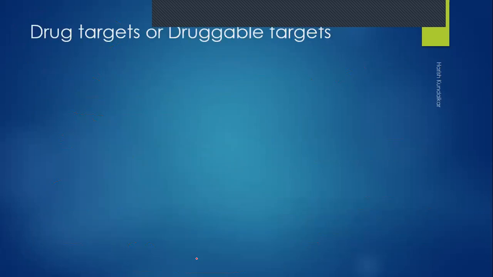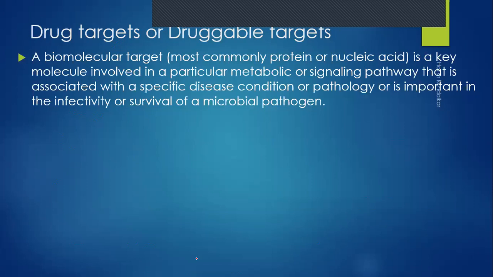Now we have talked of drugs, we have talked of targets. Now let us talk of druggable targets, or drug targets. So druggable targets are nothing but those targets जिनके against drugs will act. Okay, so see, for any target to be druggable, the drug has to first go and bind to the receptor. And only when the drug binds to the receptor and that receptor is eliciting some response, only then will we call it a druggable target.